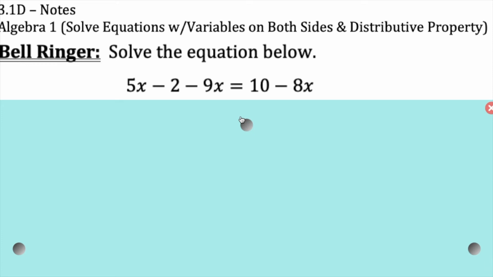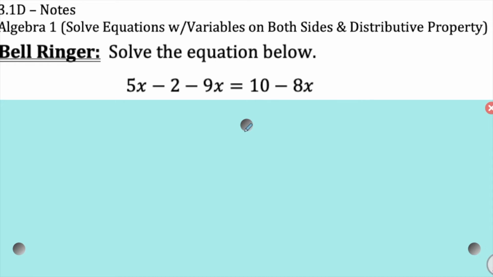All right, Algebra 1, we are on day 4 of solving equations. And if you look at the top here, you can see that what we're doing today is combining the distributive property with having variables on both sides, and then also throwing in there combining like terms. So we are going to basically be doing everything here in these notes today. So let's first of all review what we did in 3.1c, which just added in the variables on both sides.